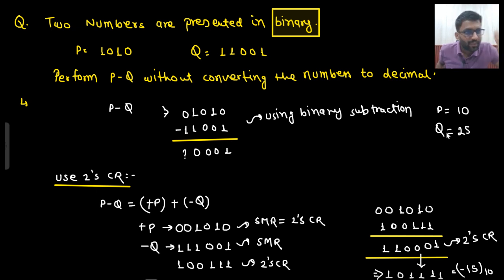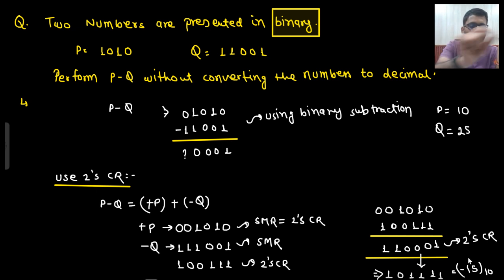So how will your computer perform this addition? This is what the question is asking. So this is how your computer will perform it. What it will see is, I cannot subtract Q from P. Then what can I do? I can use 2's complement representation for this particular calculation. So what I will do is plus P plus minus Q.